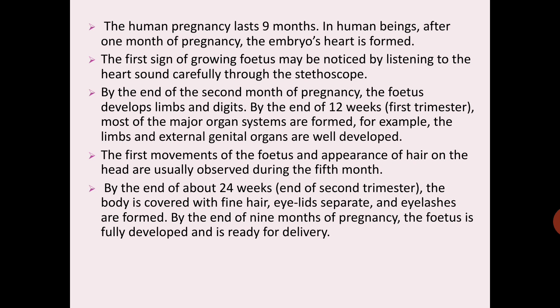By the end of the 2nd month, the fetus develops limbs and digits. Then by the end of 12 weeks, most of the major organs are formed. The first movement of the fetus and the appearance of hair on the head are usually observed during the 5th month. And by the end of 24 weeks, the body is covered with fine hair, eyelids separate, and eyelashes are formed. By the end of the 9th month of pregnancy, the fetus is fully developed and is ready for delivery.